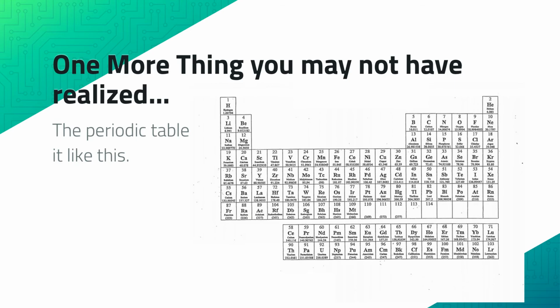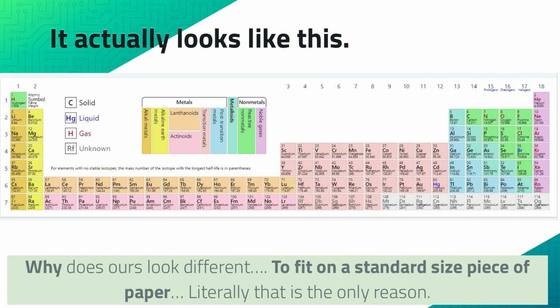The periodic table that you see and you're familiar with looks like this, typically. But it actually looks like this, where those bottom series, that F orbital, is actually in here. But for printing purposes, they moved that block all the way down to the bottom.